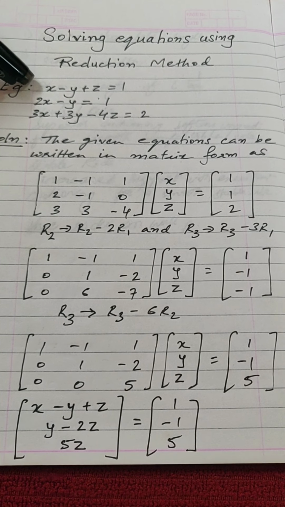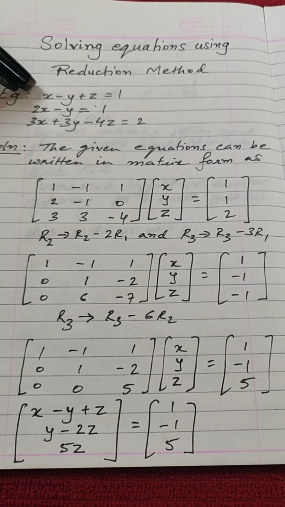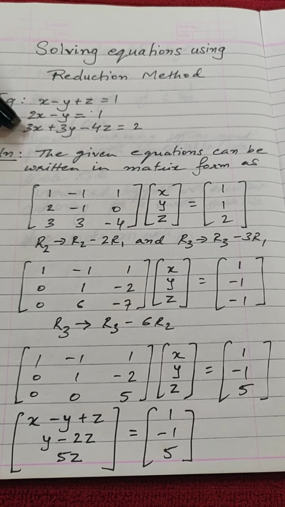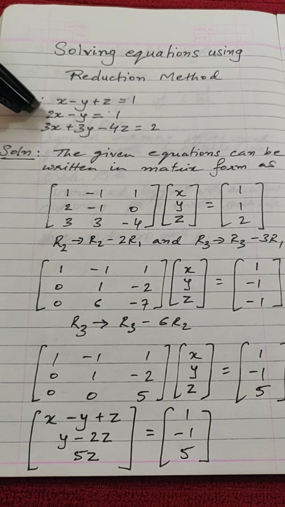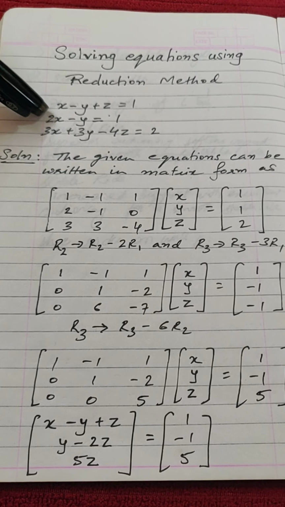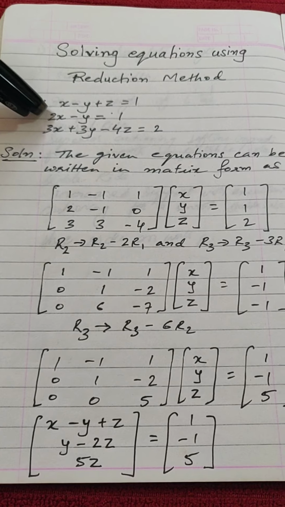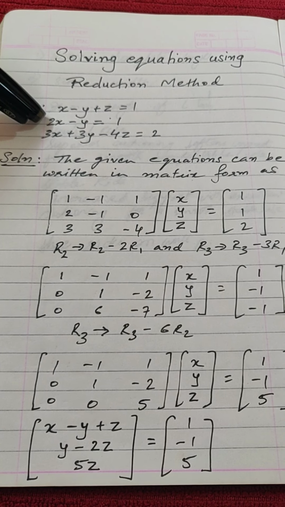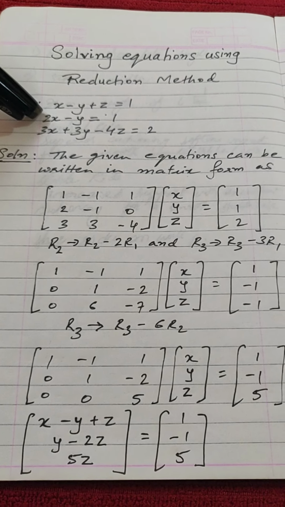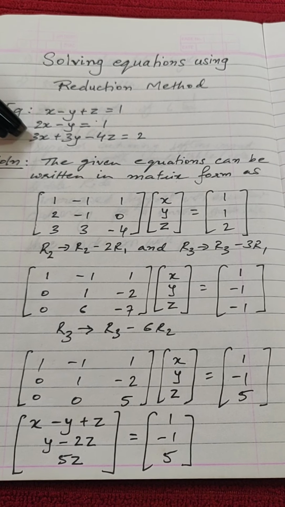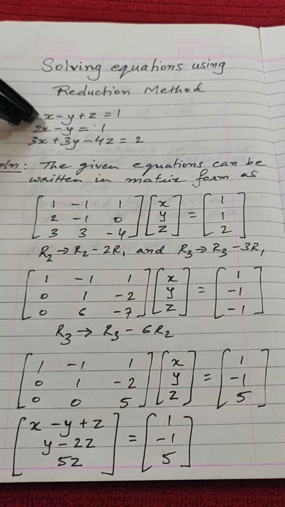So we have three equations over here: x minus y plus z equal to 1, 2x minus y equal to 1, 3x plus 3y minus 4z equals 2. Now you just need to be careful here. There is no z term in the second equation, if you notice, so we have to put a 0 in place of z. That I'll explain later. Anyway, how do we start solving this by the method of reduction?